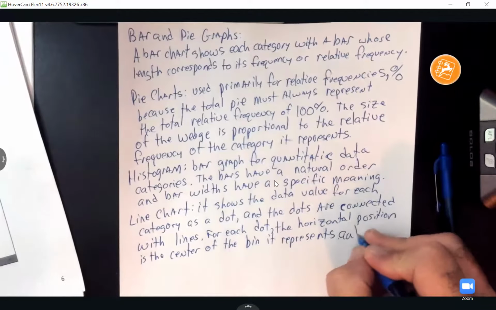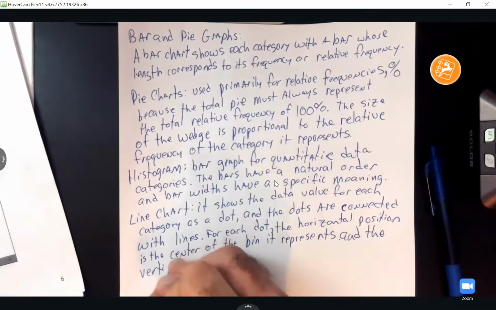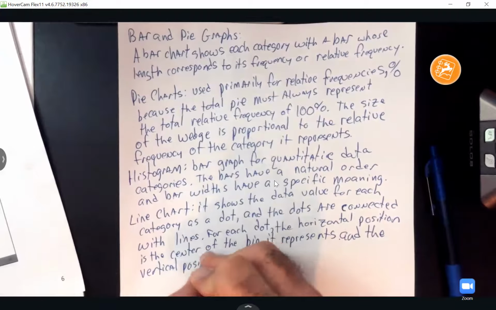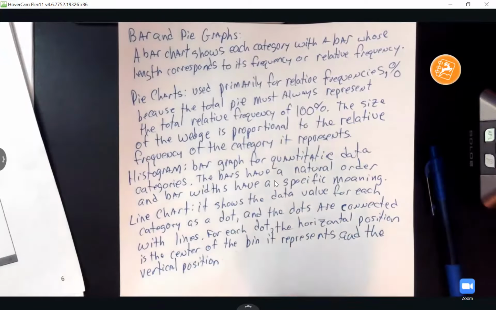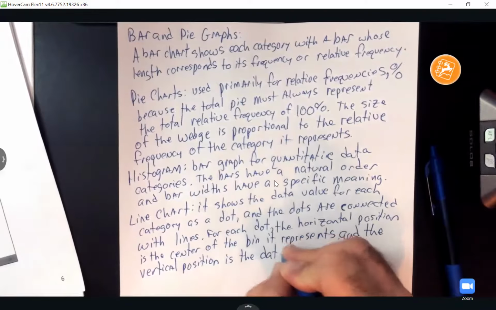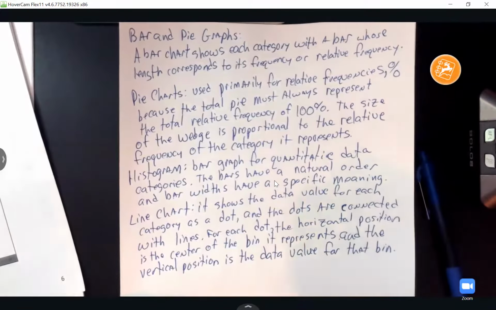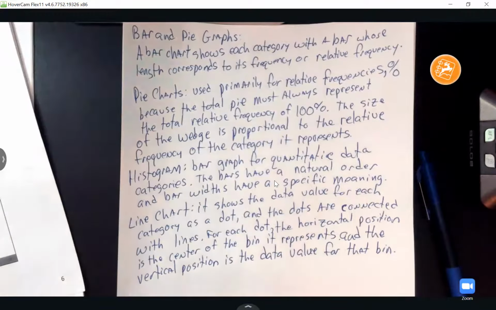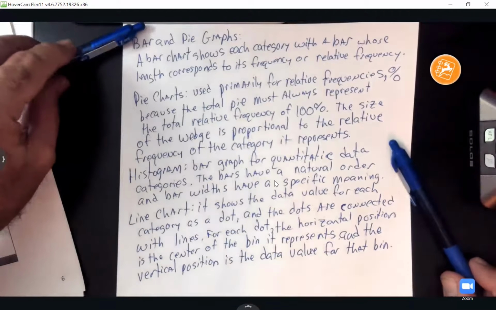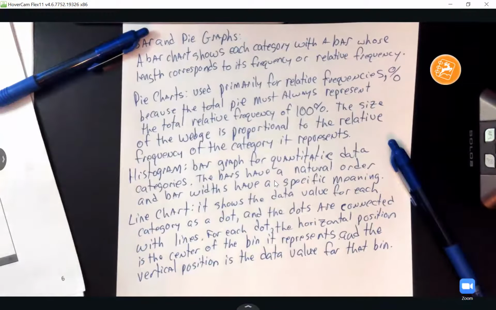The vertical position is the data value for that bin. So what are they looking at? They're looking at the frequency of it. They're looking at the relative frequency of it. I'm going to give y'all a second to write that, and then we will look at my examples. All right, y'all, let me share the screen with those two, and I'll go through those and explain them.